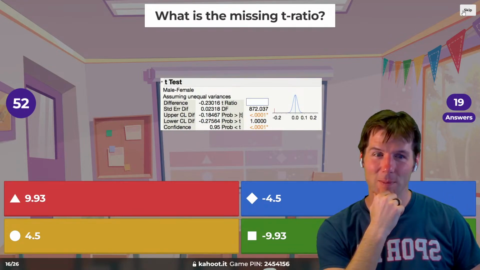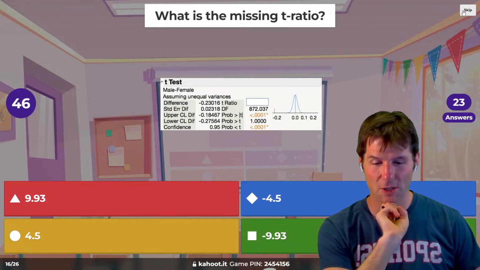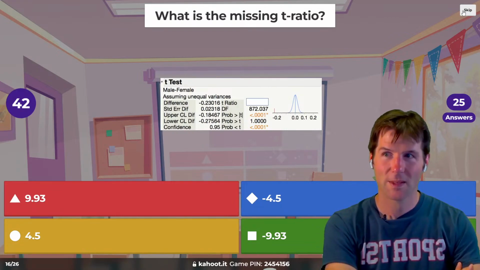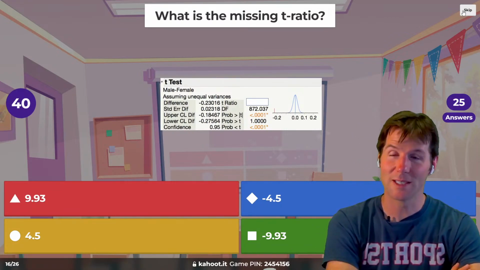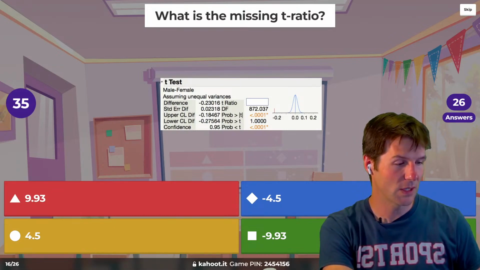Thoughts on that? I'll answer it at 40 seconds. If you know it, the T ratio, which is the T statistic, is the, oh no worries, it's the difference standardized. It's the difference standardized.